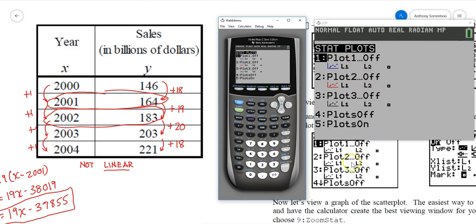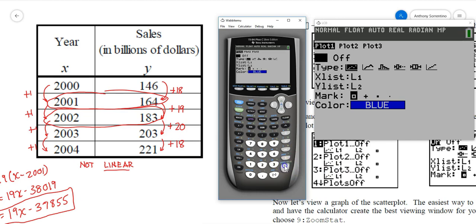So I'm going to turn this one on. I'm just going to make sure I have it highlighted, hit enter, and I can turn it on. This is for a scatter plot, so I'm going to leave that. I have different choices. My X and Y lists are L1 and L2 by default, and that's what I actually had them in for, so I don't have to change anything with that.